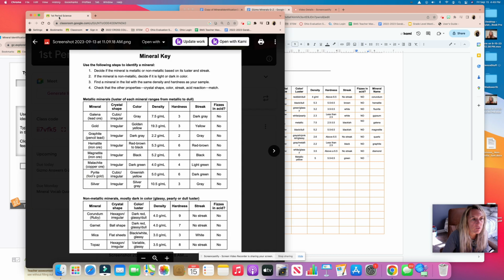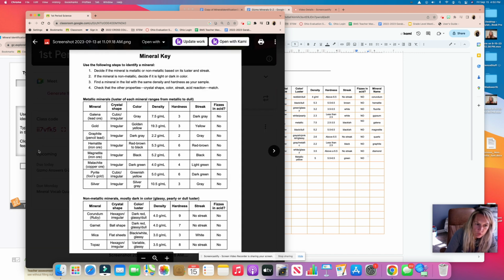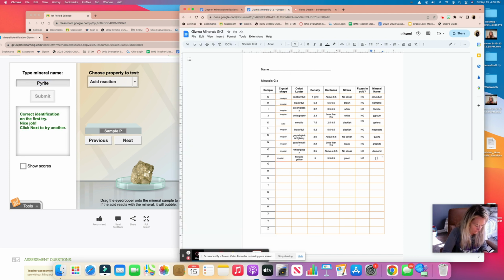All right, let's look at our properties. Let's first start with the density of 5. Here's a density of 5. Let's check the other side. The only one with a density of 5 is pyrite. So let's try it out. And we're correct. All the other properties match up.